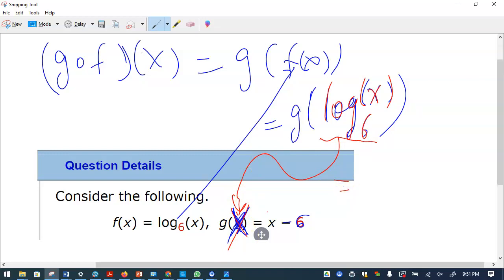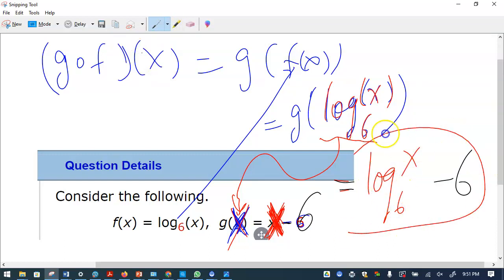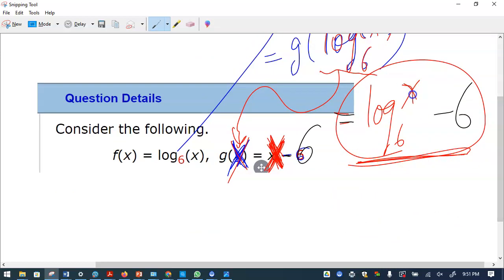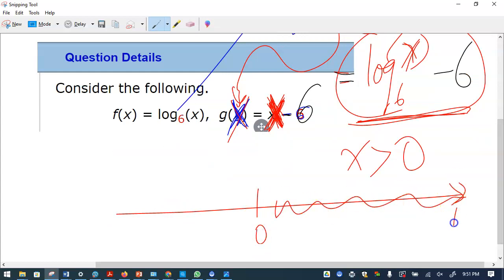So your answer will be here. This is the x, so the red one is what will be replaced. So this will be minus 6, whatever that minus 6 is right here, but the red one would be logarithm of x to the base 6. And clearly that's the answer. But what is the domain? You can see here x has to be greater than 0 because you can't have a negative there. So everything to the right of 0, that means 0 to plus infinity, and you're done.